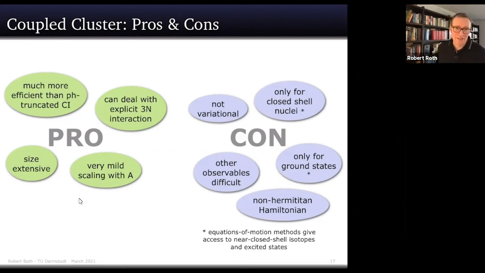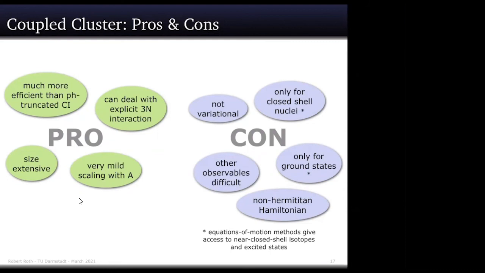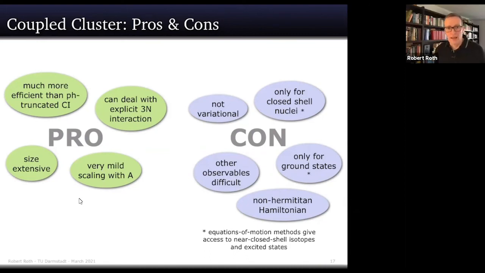Size extensivity is just a statement about the scaling of errors in your calculation if you go to more particles. Size extensivity means that the relative error stays constant. It doesn't explode if you go to more particles. And this is something good. I'm not sure how relevant this really is for our nuclear applications. We will diagnose errors explicitly, so we don't rely on this statement alone. But this is a point which is really, really important in the quantum chemistry framework.